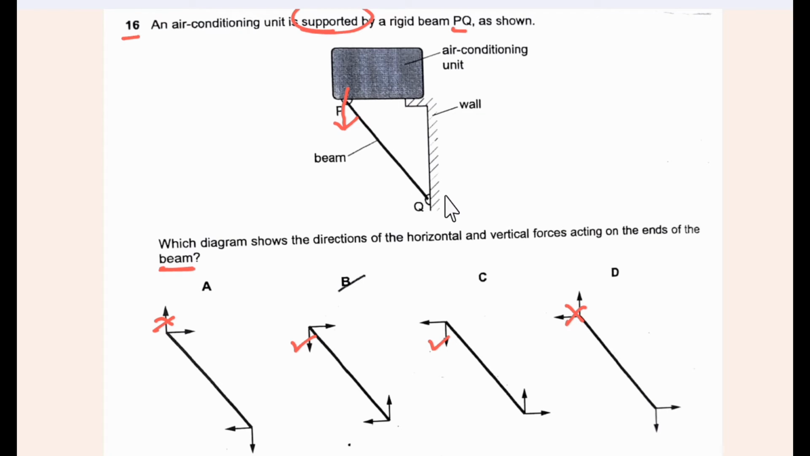Then the force by the wall should be in this direction. Among options B and C, we can see that for option C the force is in the wrong direction, but for B it is in the right direction, that is in this direction, so the answer should be B.